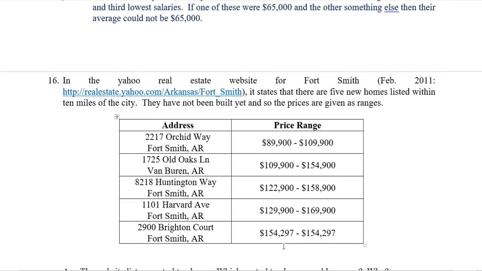All right, here is some data that was pulled at one point, back in February 2011, from realestate.yahoo.com for Fort Smith, Arkansas, where I live. It states that there are 5 new homes listed within 10 miles of the city. At this point, they have not been built yet, so the prices haven't been set, but are given as ranges. And we can see them there.